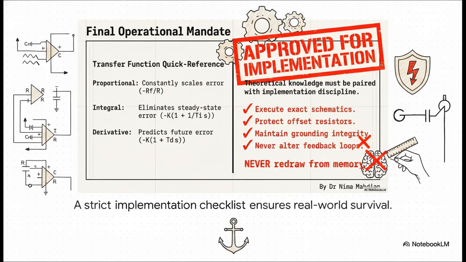You must execute the exact schematics provided. You absolutely must protect your offset resistors, do not bypass RM, maintain absolute grounding integrity, never, ever alter those feedback loops, and the golden rule that dictates whether your control system survives or fails, never redraw from memory.